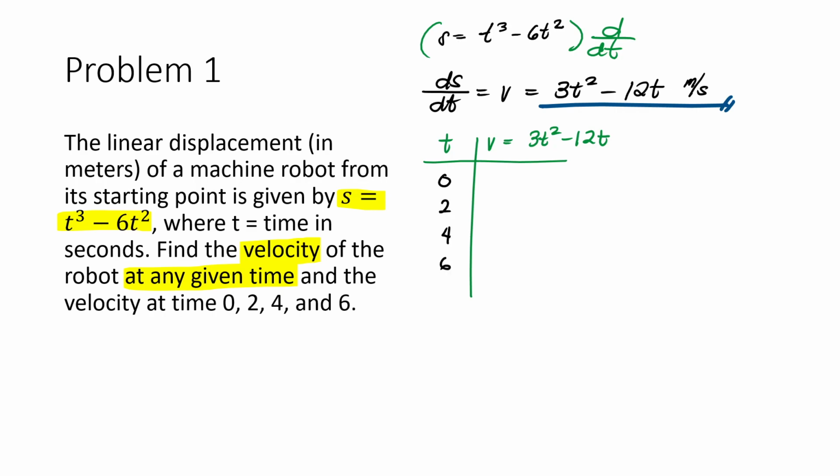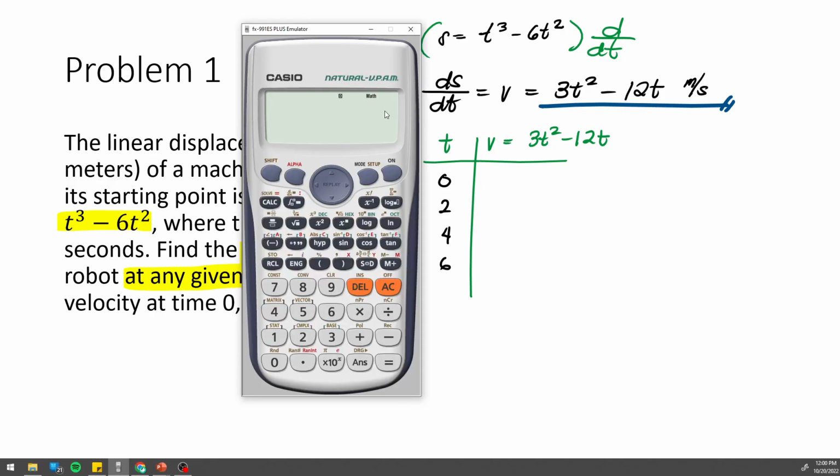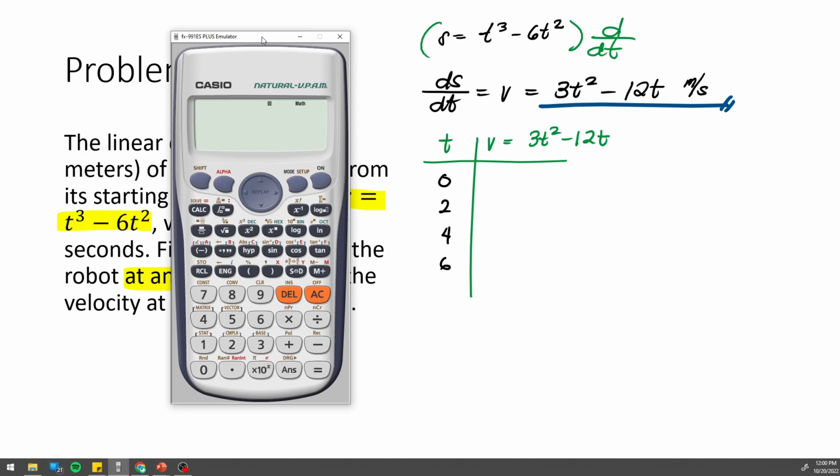So let's compute. Bring out your calculator. It's better to use a calculator on these kinds of problems. Type the equation 3t squared minus 12t, just change t to x. So we will have 3 alpha x squared minus 12x. Then calc x is equal to the value of our times. Let's start with 0. This is equivalent to 0, so we have 0 meters per second.